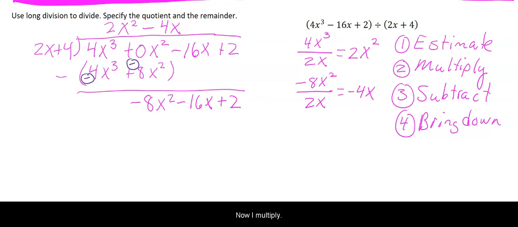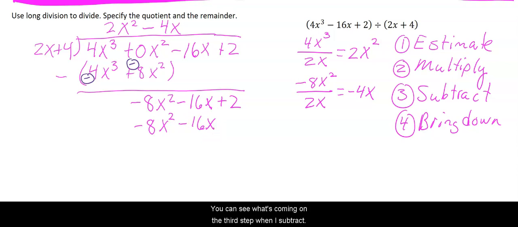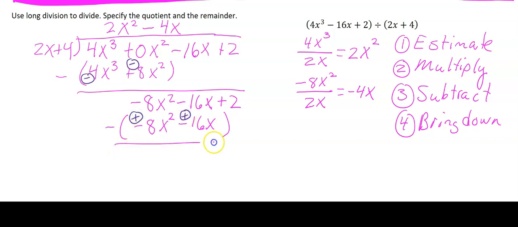Now I multiply so that I will get exactly negative 8x squared for the first term again, and minus 16x for the second term. You can see what's coming on the third step when I subtract. Those are going to cancel out and go away completely. When I combine them, it gives me 0. I still need to bring down the plus 2.